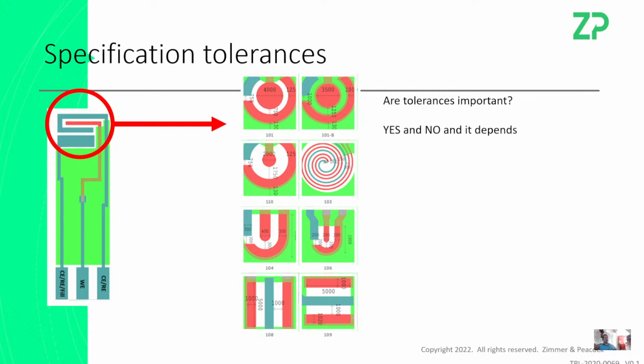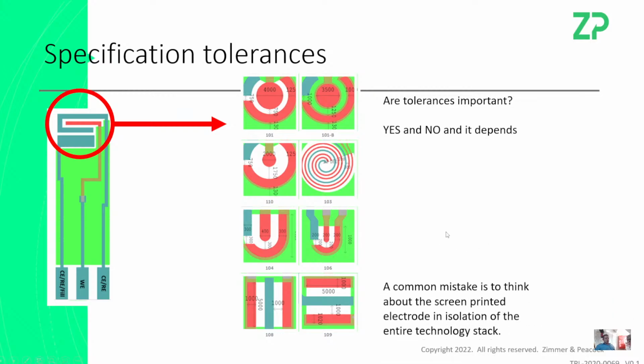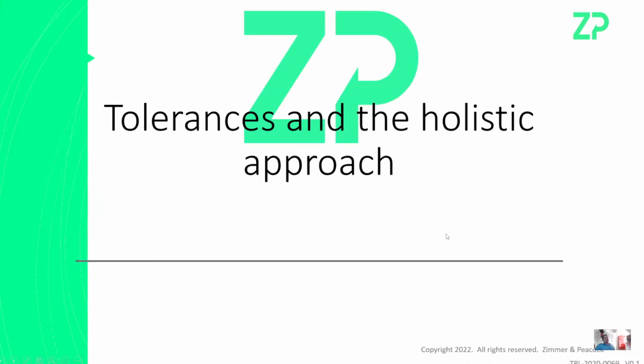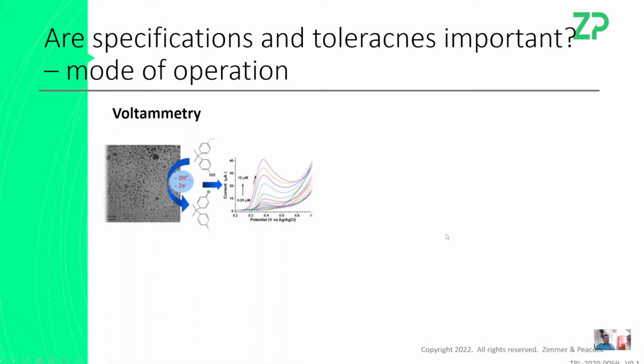You can't just put all of it onto the screen printed electrode. I know that at ZP, we make a very reproducible screen printed electrode. But then, of course, when you send these out to people, the enzyme deposition step is often variable, and that's the source of variability. So tolerance is important. Don't overemphasize it, because there's lots of routes for manufacturing variability, and it's not always on the screen printed electrode. It's a mistake to think of the screen printed electrode in isolation from everything else.